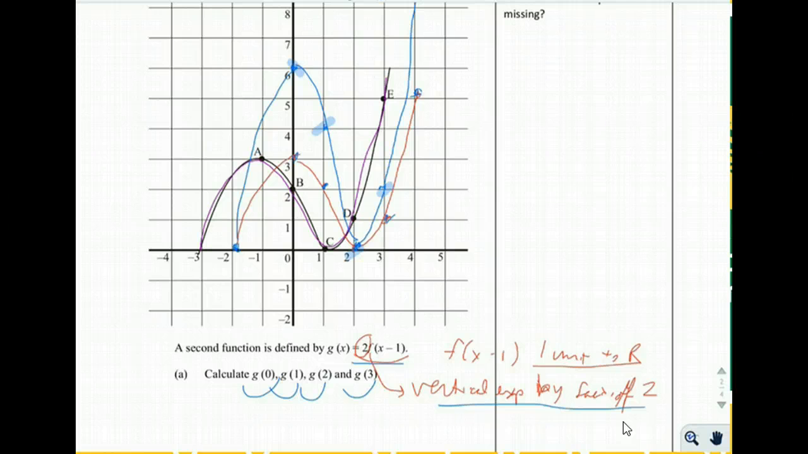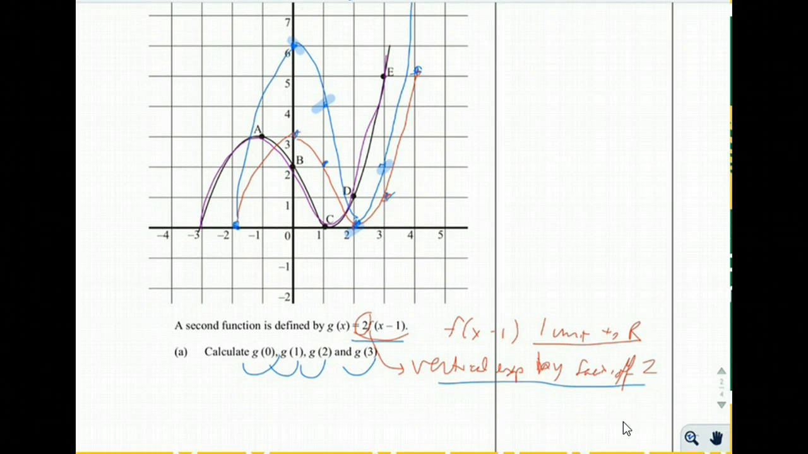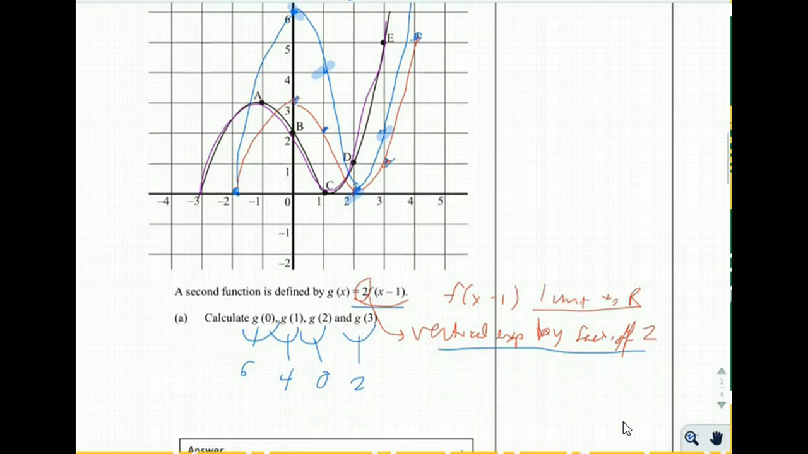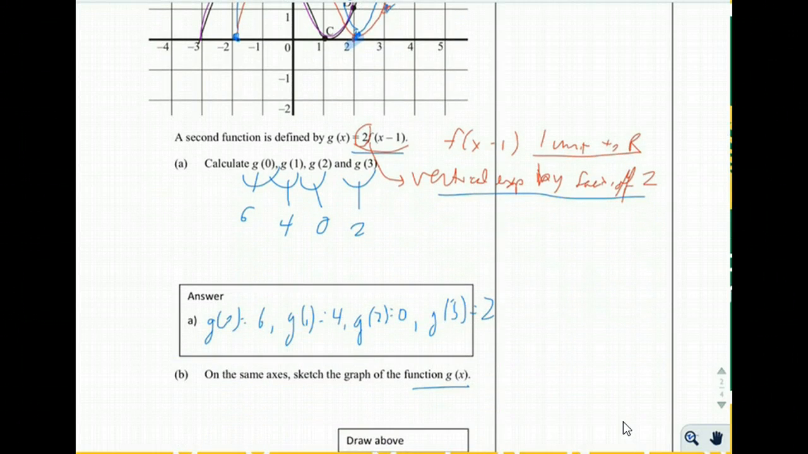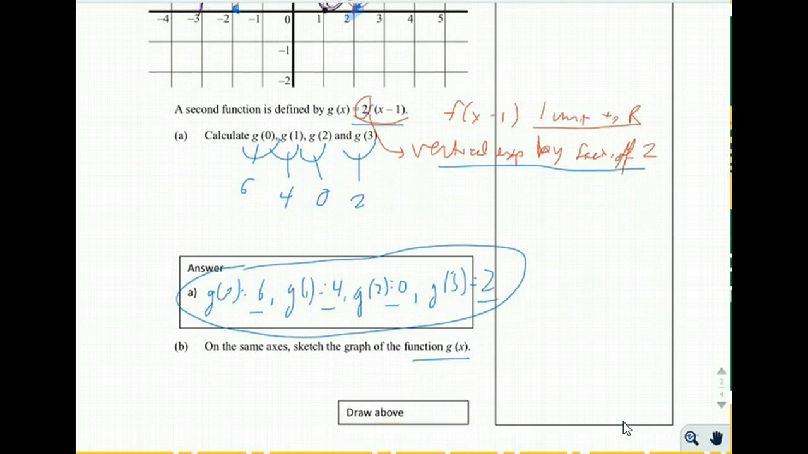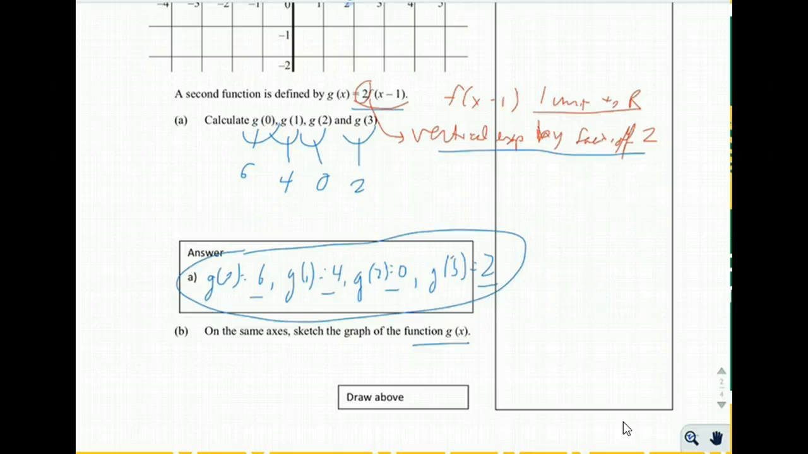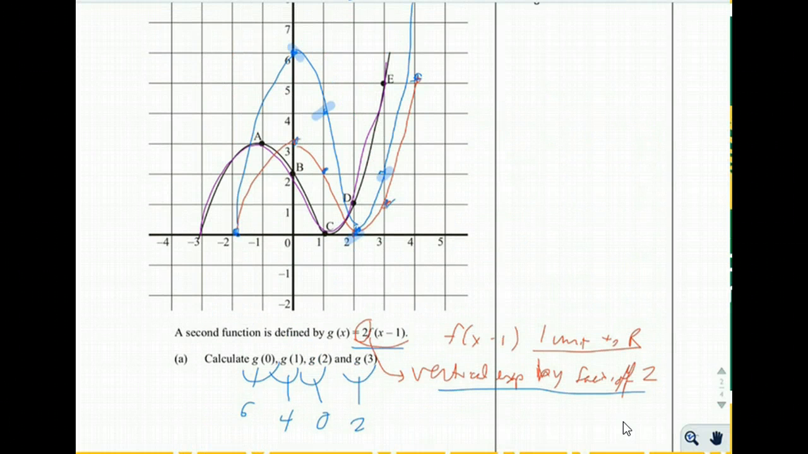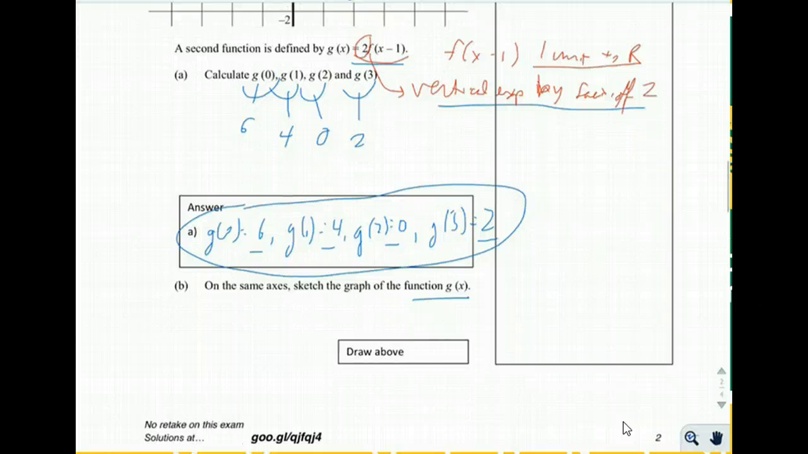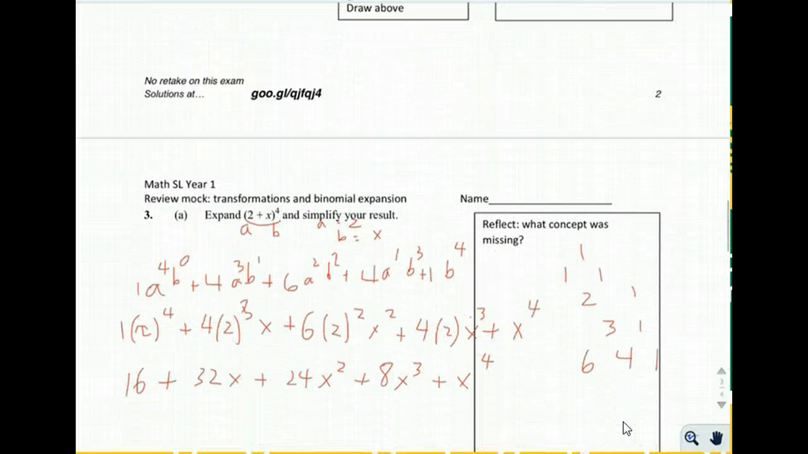Okay. So basically we're going to have g of 0 is 6, g of 1 is 4, g of 2 is 0, and g of 3 is 2. So we could just put those values right here. And this is on the same axis, draw the graph of the function g of x, and we've done that here. Just to figure out the answer for A, we've already done B. Okay, number 3.